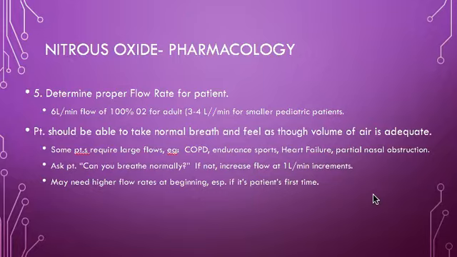And one of the best things to do that will help you to understand whether or not the patient is breathing enough is to ask them, can you breathe normally? If they say no, then you'll want to increase the flow at 1 liter per minute increments until the patient says that they can breathe very comfortably. And you may need to use higher flow rates at the beginning, especially if this is the patient's first time. They may not be familiar with the process.